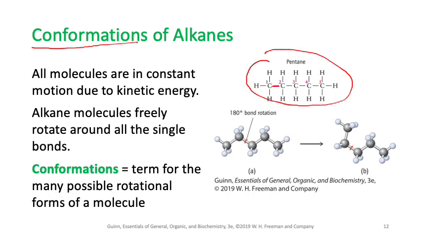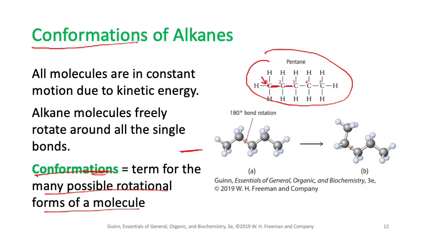We have a single bond between carbon and carbon, and you can rotate this single bond. If you hold one carbon and then rotate the second carbon around it, you can make a new shape of the molecule because of the rotation of this single bond between the two carbons. We call that new shape of the alkane a conformation. So conformation is the many possible rotational forms of a molecule, because we have a single bond that you can use to rotate a molecule.